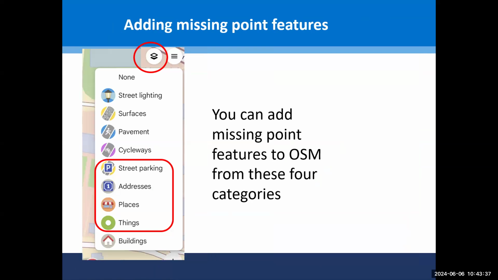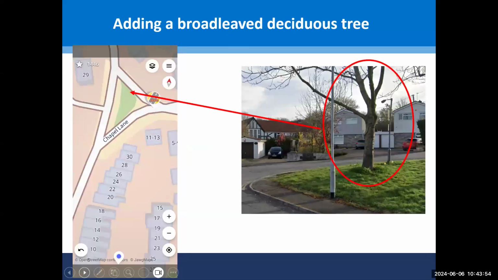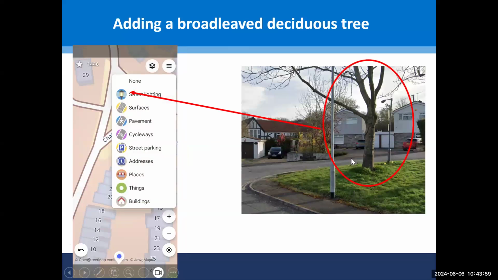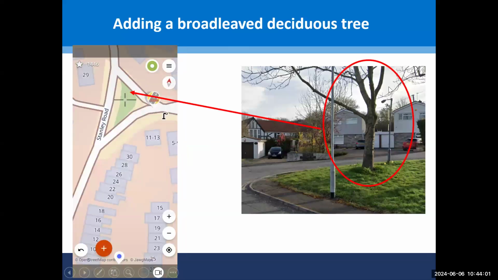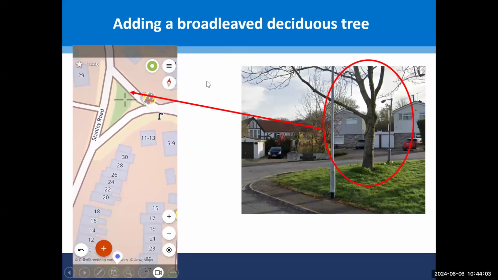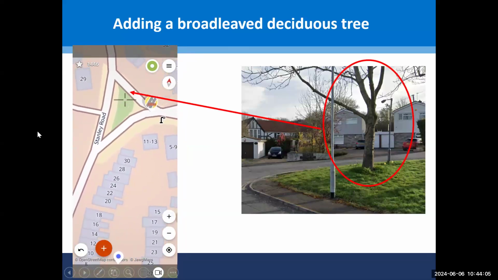As well as tag information, you can also add missing point information to OpenStreetMap from these 4 categories. So street parking, addresses, places, and things. Okay, you get that from clicking on the pull-down menu here. So we're going to be looking at things. So for instance, we know over here, there's a tree, the deciduous tree, and we can add that to the map. So we click on things, and the grey arrow here, we're going to position over where the tree is.